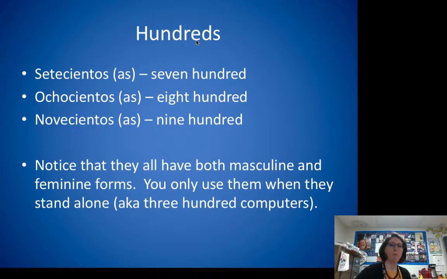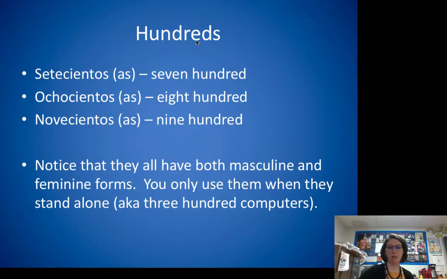Okay, now, notice that all of these have both a masculine and feminine form. So I have both 800 with an OS after it, and 800 with an AS after it. The only time you can use a feminine form is when they are exactly on the dot that much. So for example, if I have 300 computers, since computers are feminine, computadoras, I would say trescientas computadoras. If it was 365, absolutely cannot change it. It'd be trescientos sesenta y cinco computadoras. So you can only make it feminine when it is exactly at that hundreds and you have a feminine item after it. Okay.